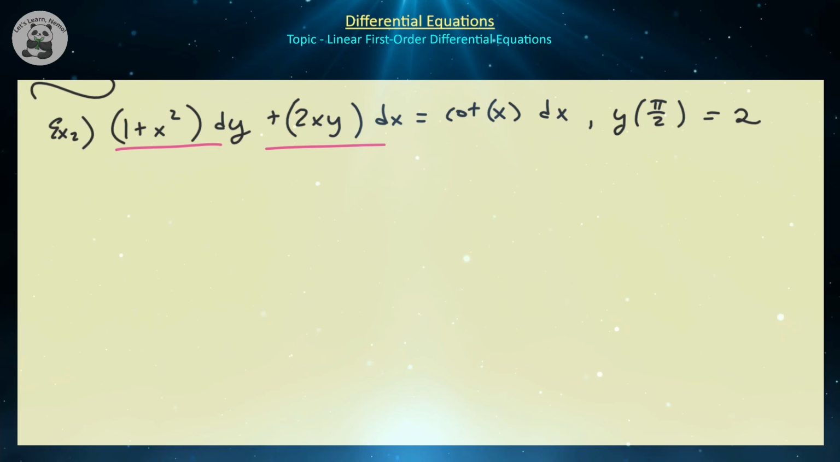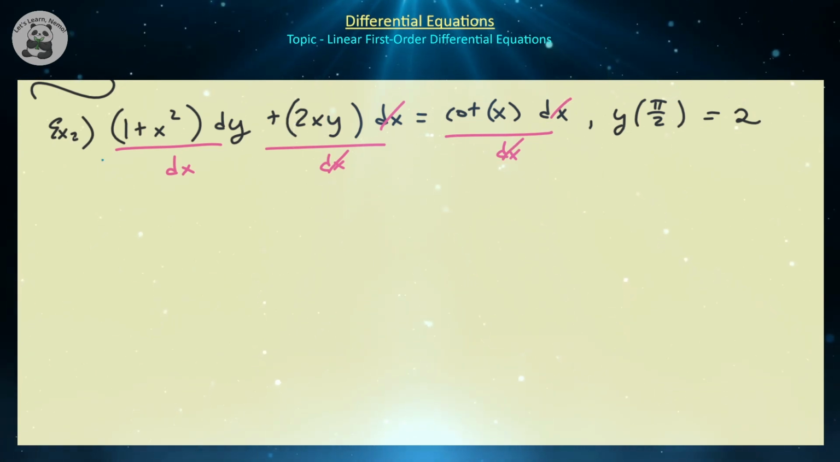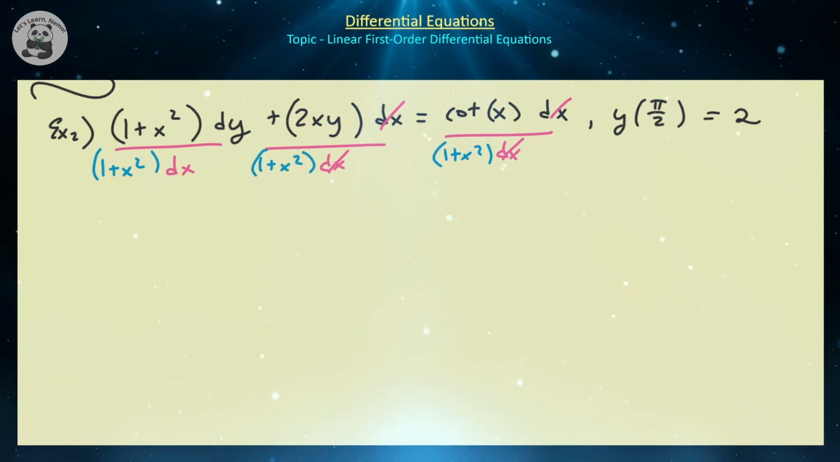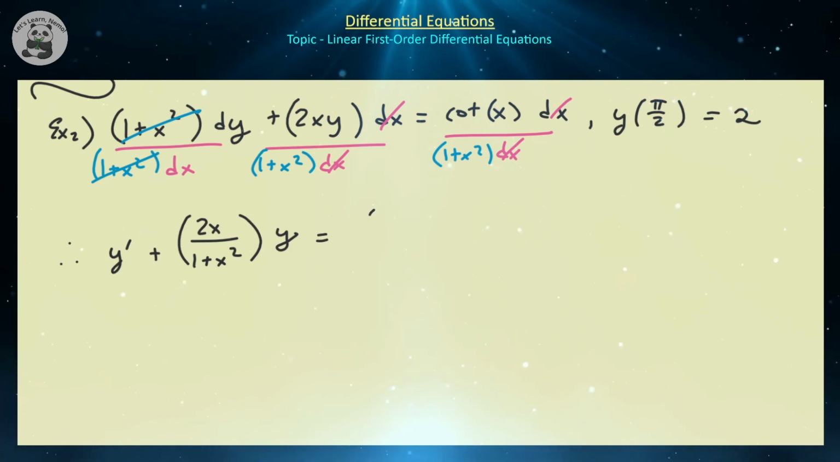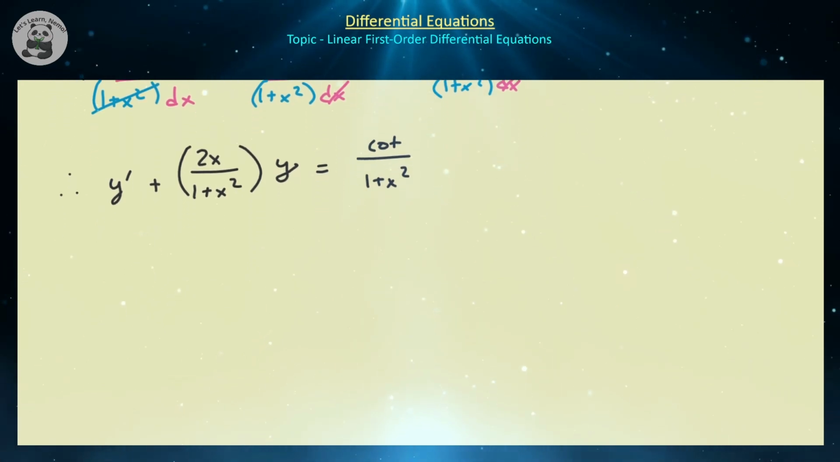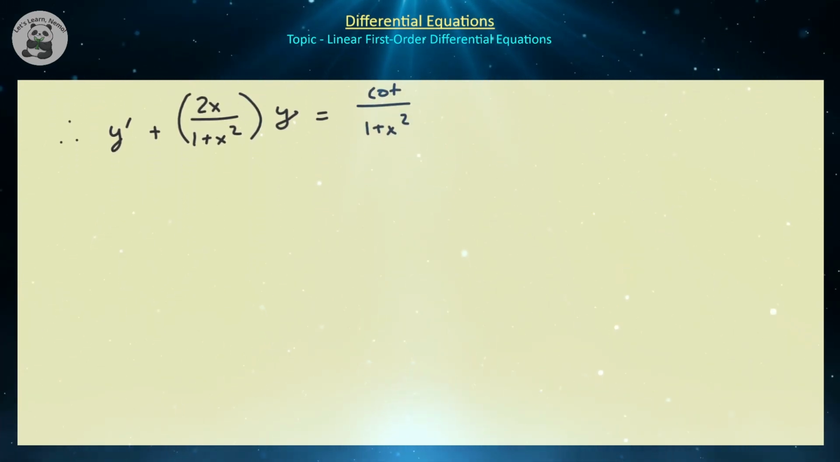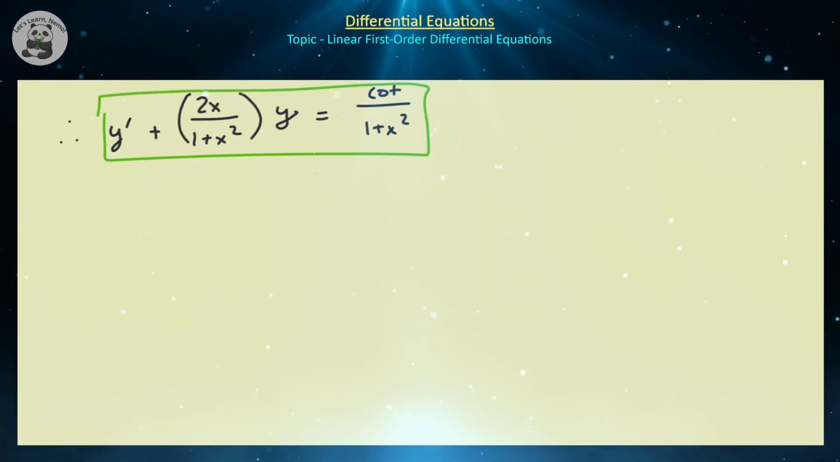So what I want to do is divide everything by dx. That's going to give us our dy dx in the first term. And then I want to divide everything by 1 plus x squared. That's going to get our dy over dx term by itself. So once we have that, we're going to have y prime plus 2x over 1 plus x squared times y is equal to the cotangent of x over 1 plus x squared on the right-hand side. So this is a first order linear inhomogeneous ordinary differential equation.